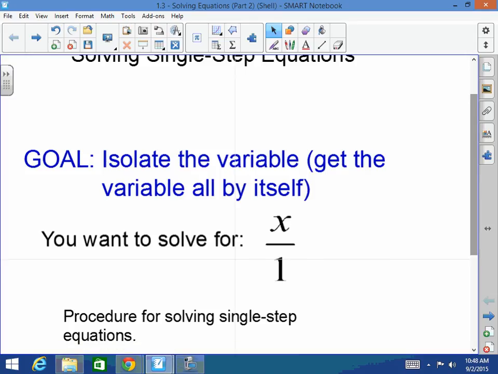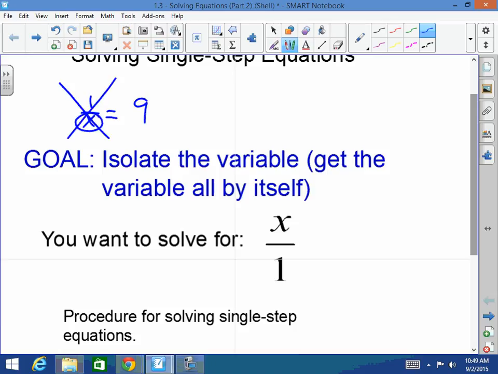X over 1? What are you talking about, Morrow? I want to make sure that you guys understand that I'm solving for x in the numerator. For example, if you have 1 over x equals 9, that is wrong. The x is in the denominator. That is not what we're solving for. We're solving for x equals 9. Okay, Morrow, I get that, but why did you put that 1 there?